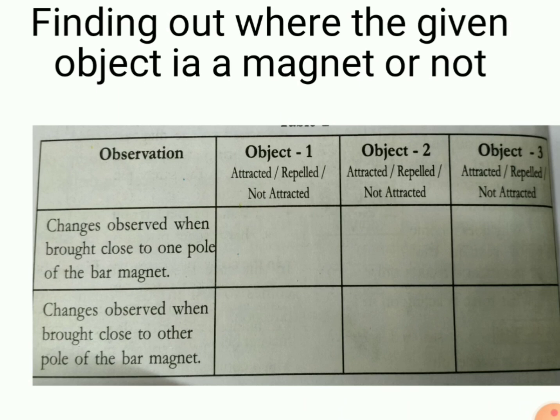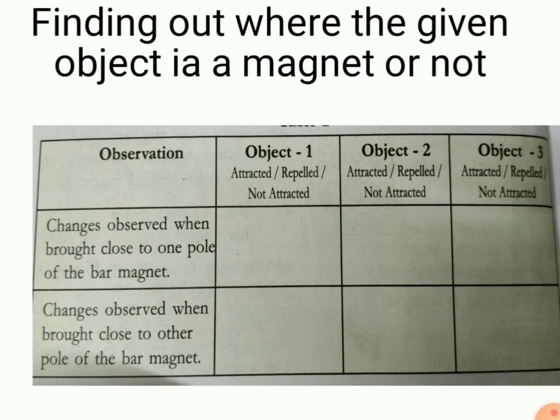As I have told you, there will be two poles for the magnet. To both the poles, we will check whether they are getting attracted or repelled. Based on that we will do this activity. See here in the observation table: changes observed when brought close to one pole of a bar magnet for objects 1, 2 and 3, and in the same way the second column is changes observed when brought close to the other pole of a bar magnet. From these we conclude that if an object is attracted by one pole of the bar magnet and repelled by the other pole, then it is a magnet.